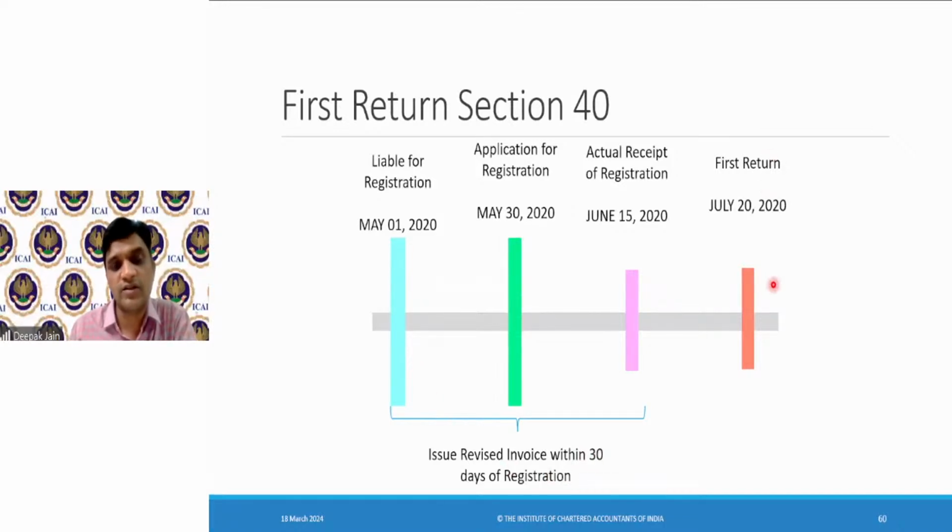And in my first return, I have to include May and June and file it. Because for May, I did not have the registration, but I will give a revised invoice and give the details of outward supplies made during such period in the first return, which is filed by me after grant of registration. So when I file the first return for the month of June, which is from June 15th to June 30th, I will include the transactions of May also. Got it?